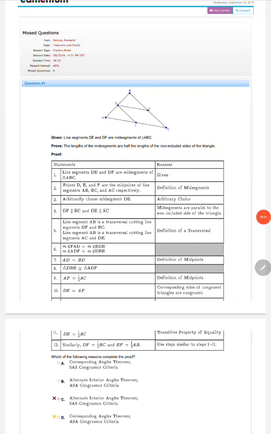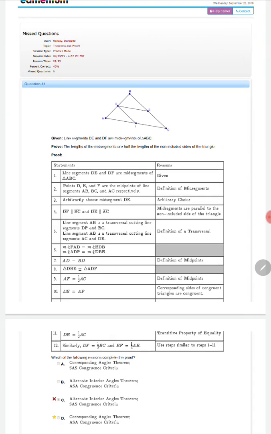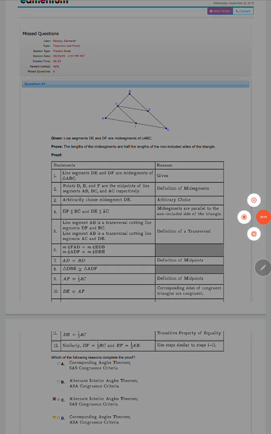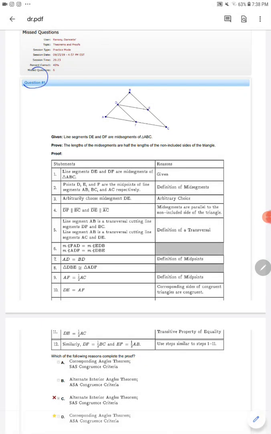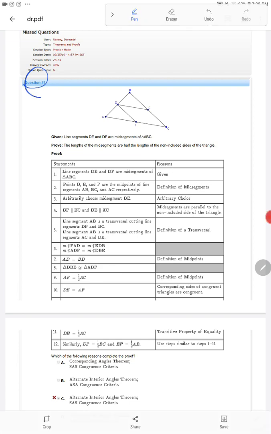Hey Damante, I pulled up your wrong answers. There are like 6 questions that you have missed so far. I want to go over these questions to see if I can help you with this. So here's the first question that you missed. Let's check this one out.